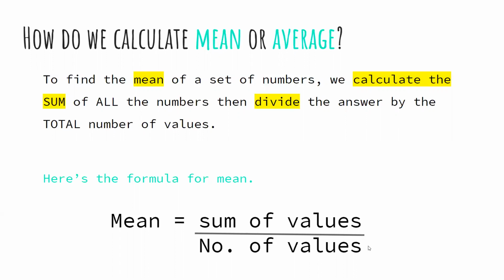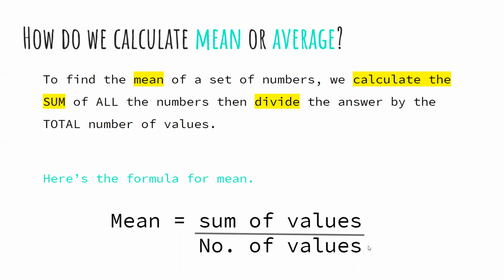So we calculate the sum of all the values. Then we divide by the number of values. And here we have our formula. Mean is the sum of values divided by the number of values. Now, this is a formula that I created to guide you. So you'll want to remember it. We're going to be using it pretty often.